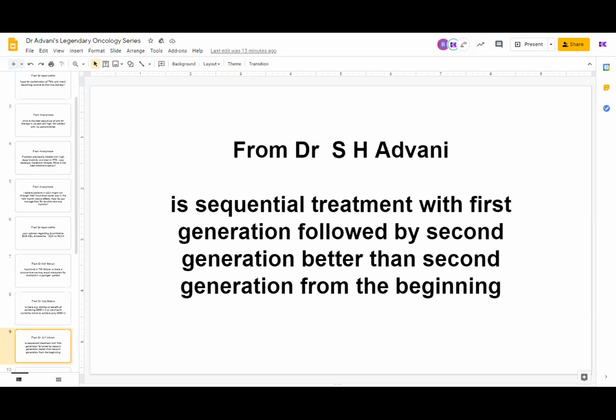Thank you. And this is a question for Dr. Advani himself. What would be the baseline, first line treatment? First generation followed by second generation, or we should go for second generation right from the beginning?